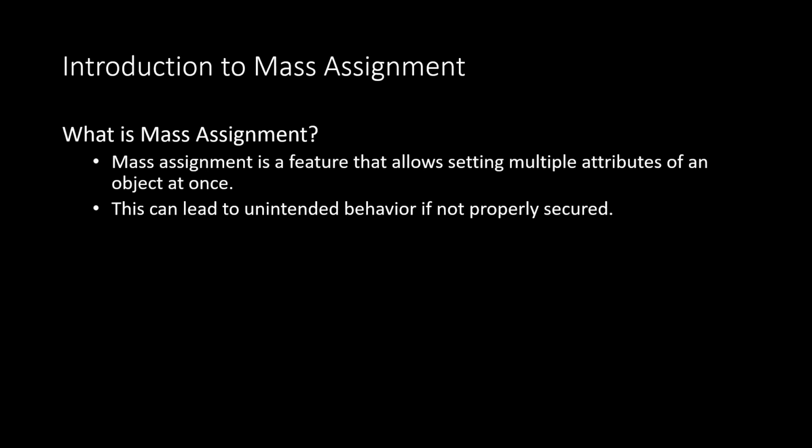Let's demonstrate how to exploit a mass assignment vulnerability to buy a product at a manipulated discount. We'll explore the lab scenario, understand how mass assignment vulnerabilities work, and finally solve the lab by leveraging the discovered vulnerability. Let's get started. Mass assignment is a feature in many web frameworks that allows setting multiple attributes of an object at once, typically by passing a hash of attribute names and values.